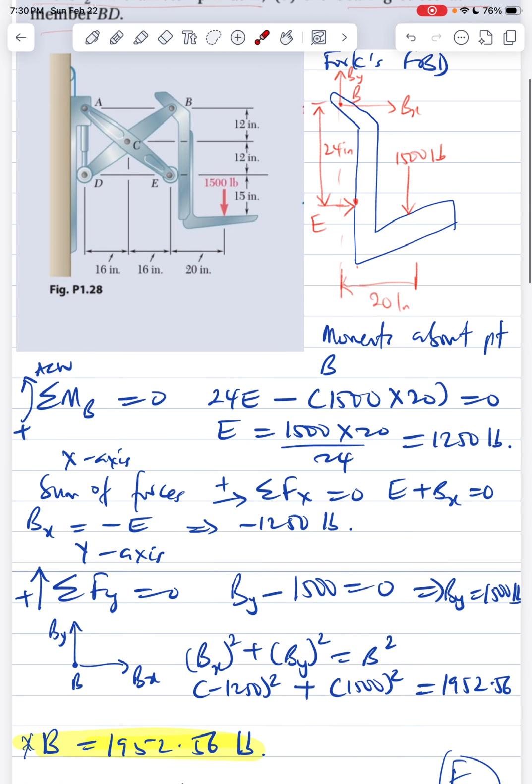Similarly, for the y-axis, we have By here. By is facing upwards, since that's our convention: upward is positive and negative is downwards. So By is equal to 1,500 pounds. That's how to find it. Now we've gotten not only the moments but the sum of forces. We've taken the moment about point B, which enabled us to get the force E, and now we've found the components Bx and By.